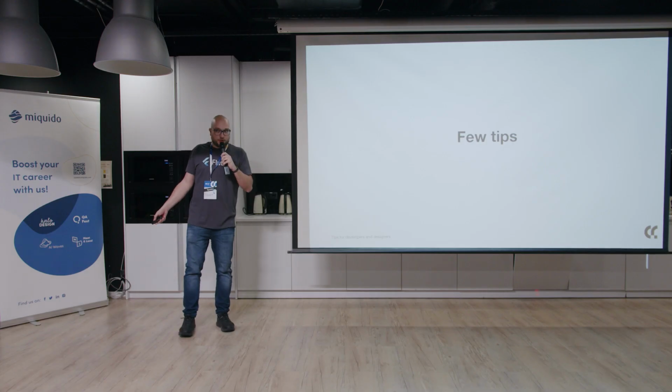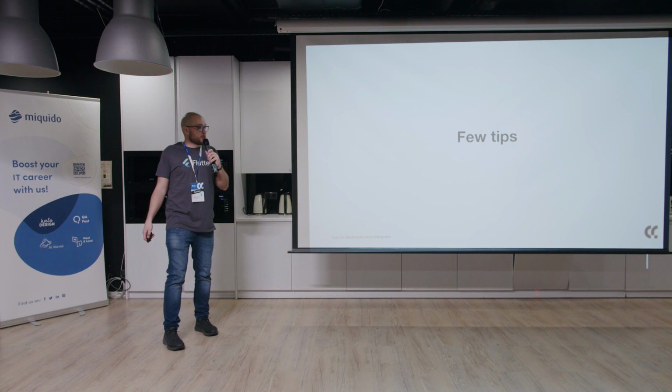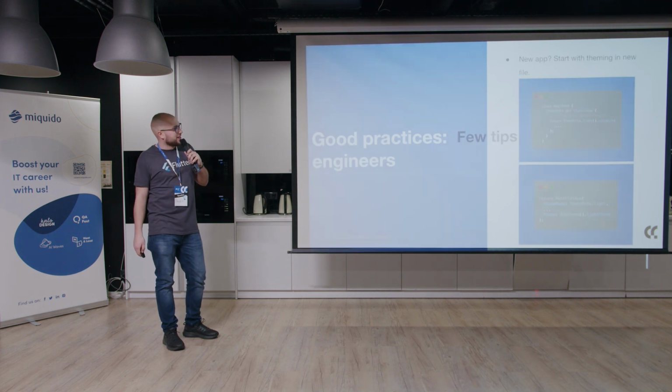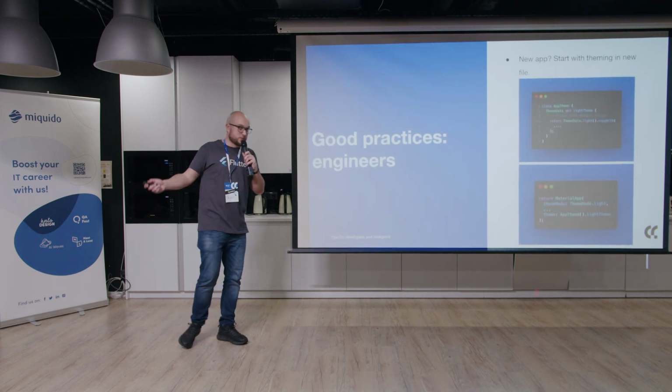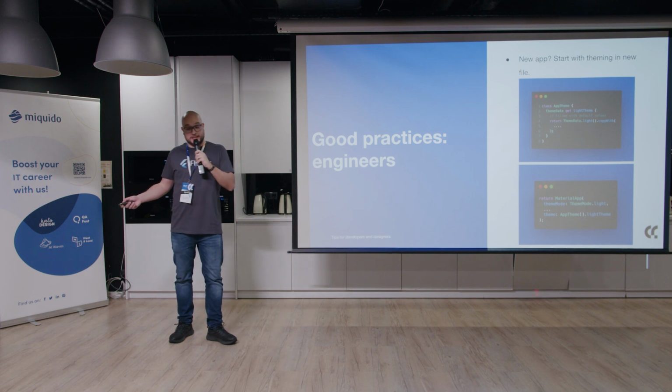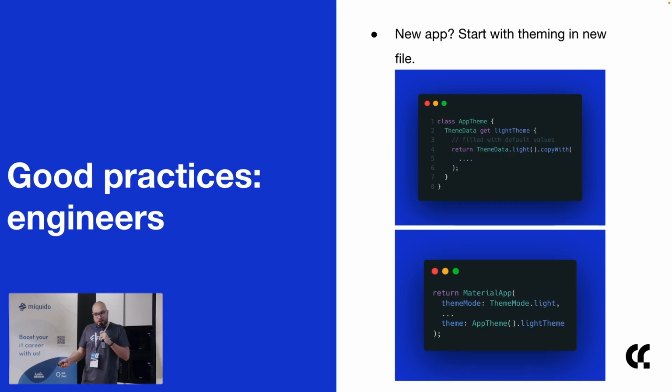And moving on to the part that probably you are the most excited for: what we learned during implementation of Flutter and what kind of advice I can have for you. If you're starting a new app, start with theming as soon as possible, right? And use this way of implementation, ThemeData.light().copyWith, because you will have already filled properties that match Material Design guidelines, right?